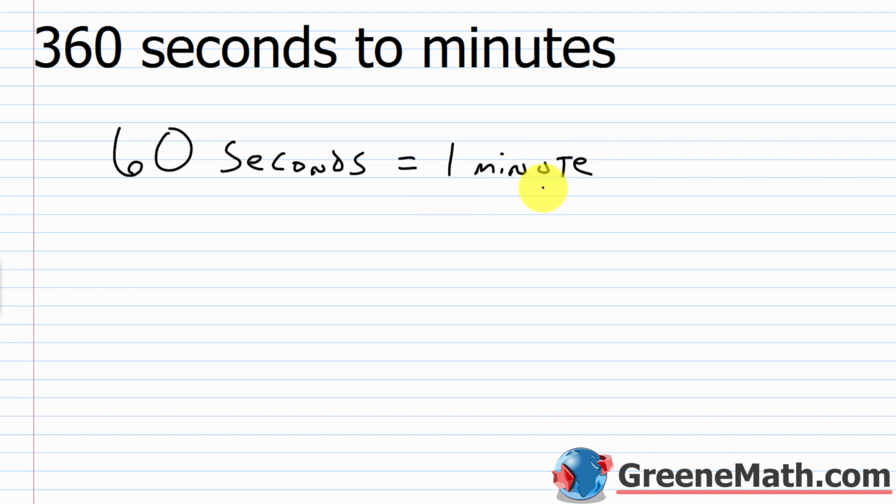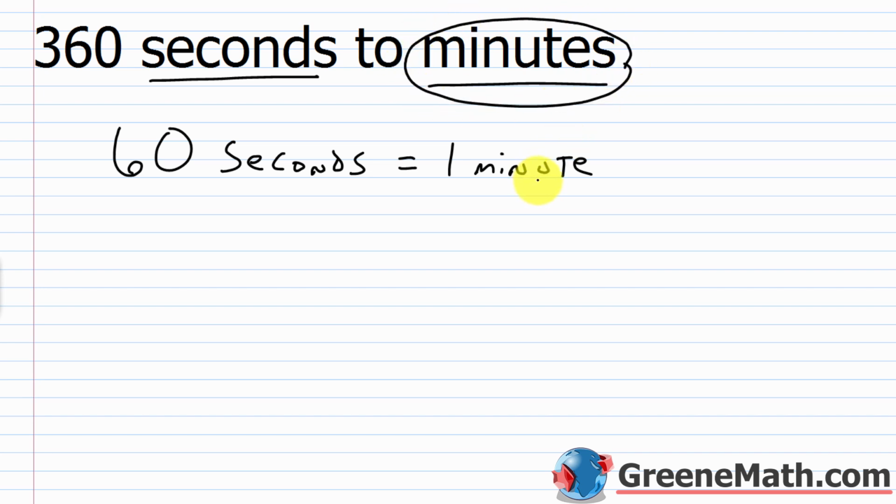So again, this is always your first step. Just show the relationship between the units. How much of one is equal to how much of another? Now I'm going to set up a unit fraction. So I'm going from seconds to minutes. All right, so I want to end up with minutes.